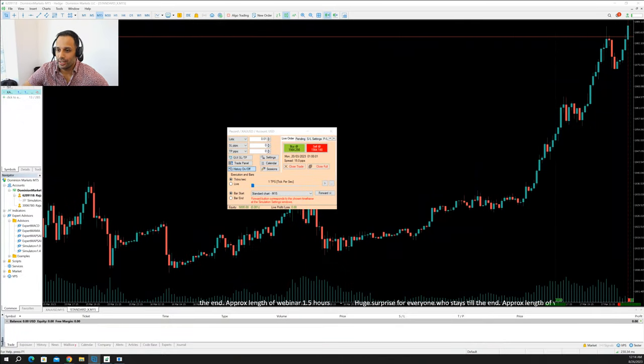Now, I'm just going to give you guys some sort of a background on this simulation. This is only for MetaTrader 5. That's it. The simulation is only for MetaTrader 5. And I want to bring this over here, and I probably want to bring this over here. This is where we're going to be drawing our zones.